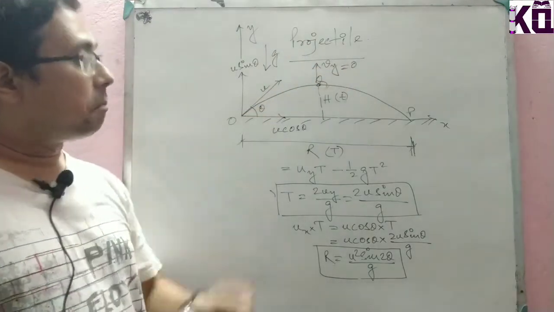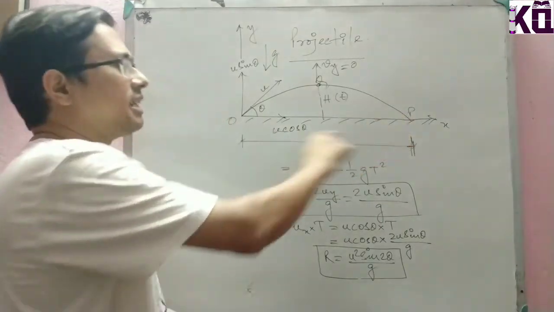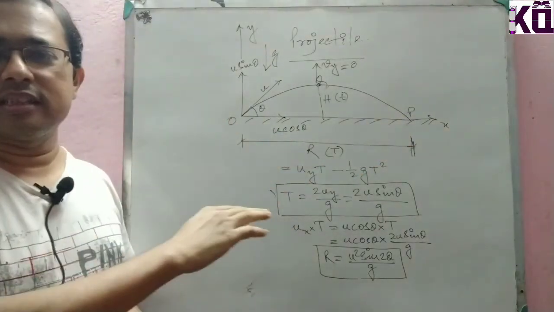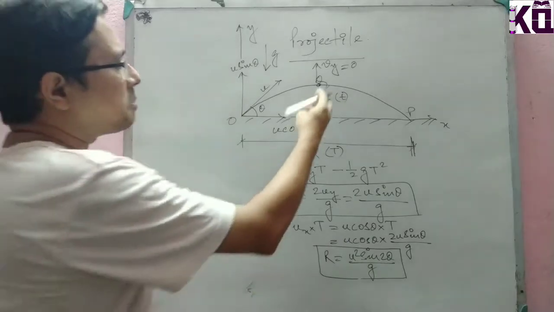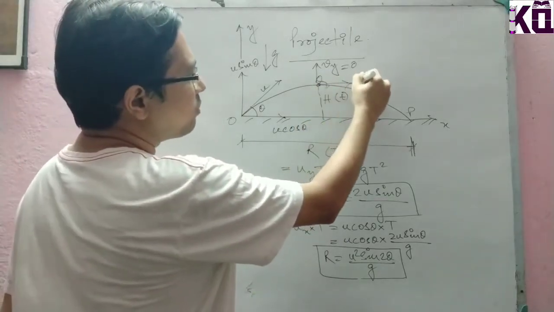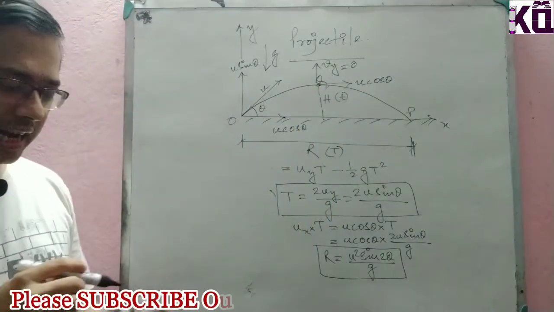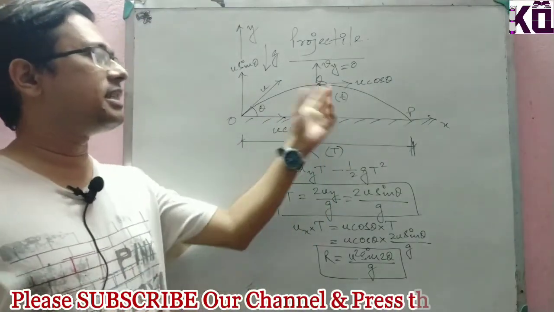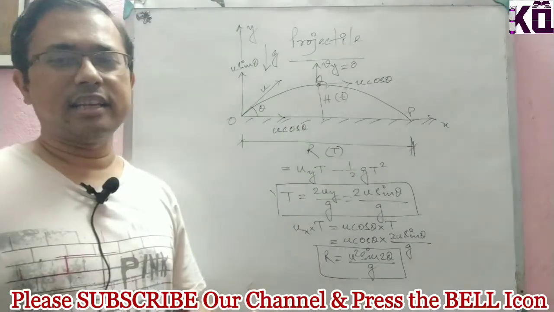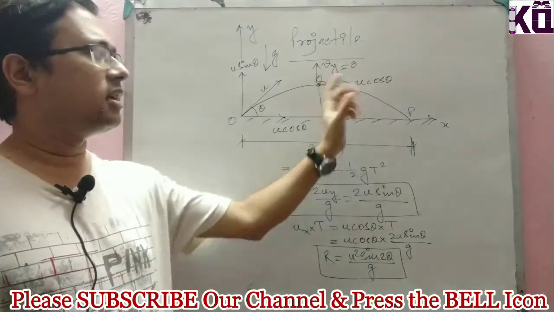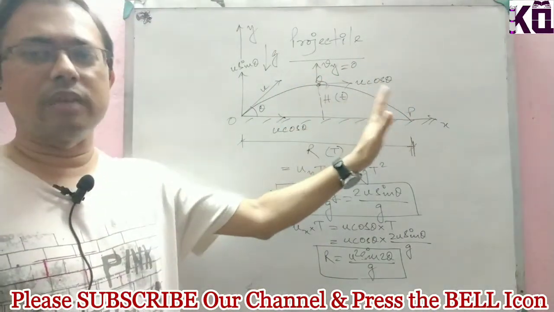Okay. But in the x direction there is uniform velocity. So there must be the same uniform velocity u cos theta in the x direction. And as there is velocity in the x direction, the body moves in the right hand direction. So u cos theta is a very vital part.